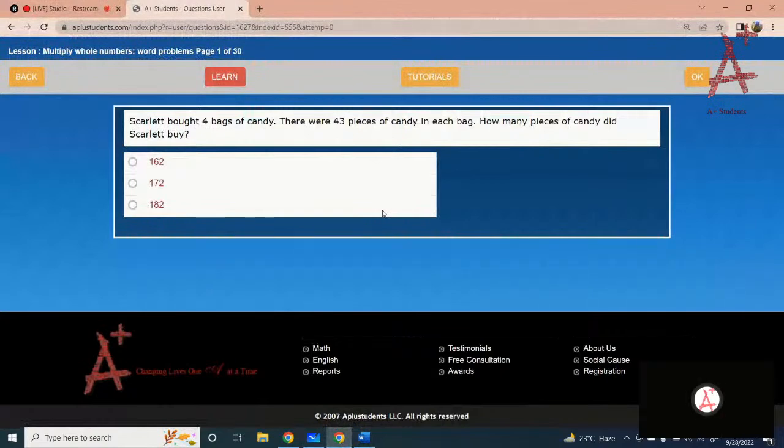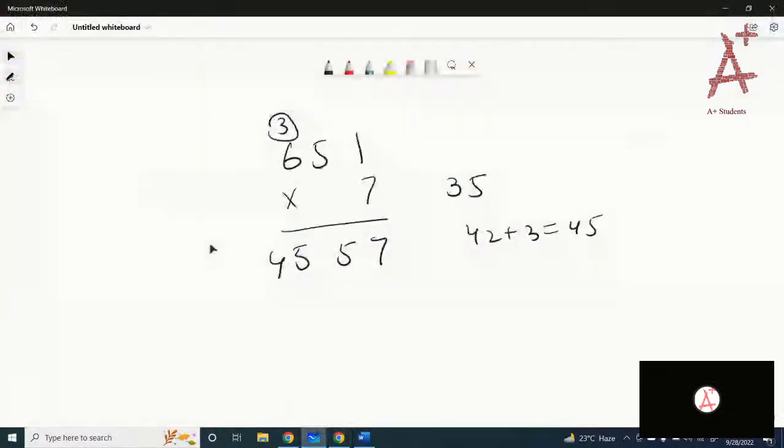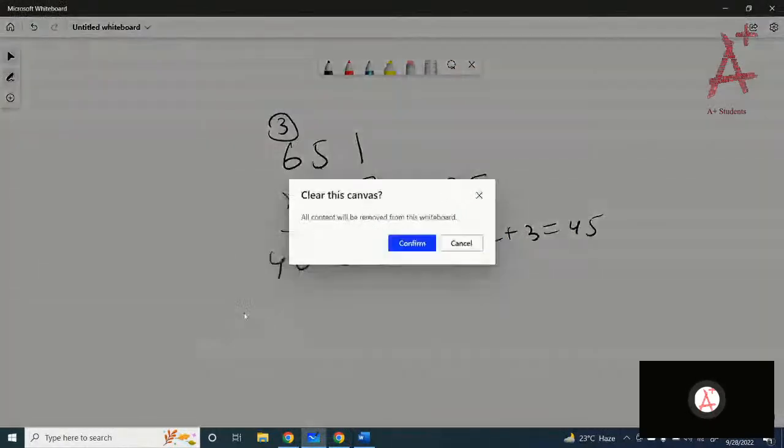Okay, let me read the first question. Scarlett bought 4 bags of candy. There were 43 pieces of candy in each bag. How many pieces of candy did Scarlett buy? So in one bag you have 43 candies, and in total she has 4 bags. So she needs to find how many total candies. So she needs to do 43 times 4. So let's just do 43 times 4.